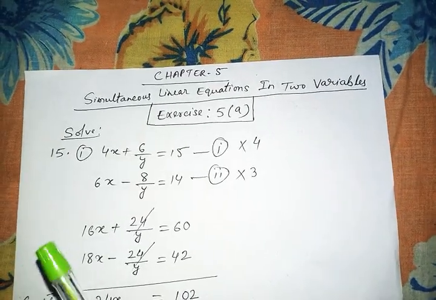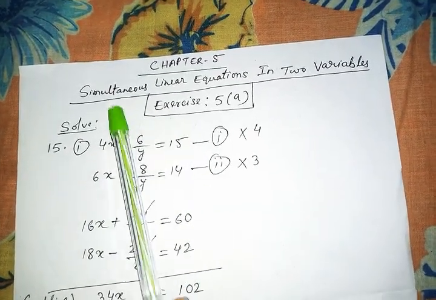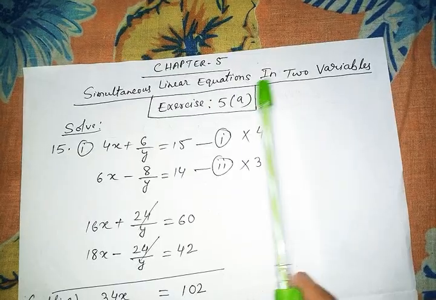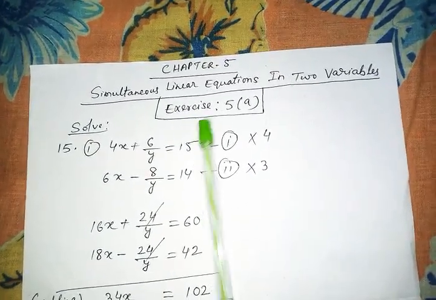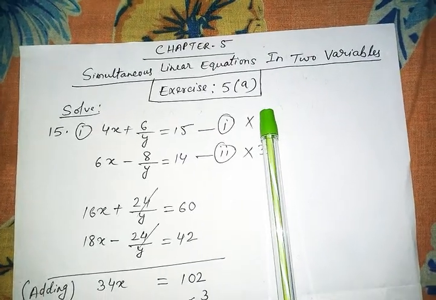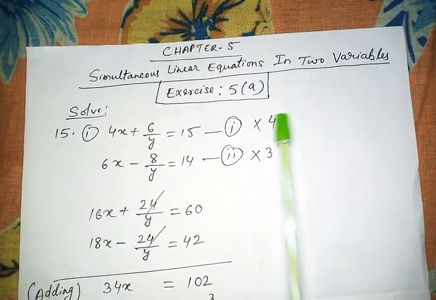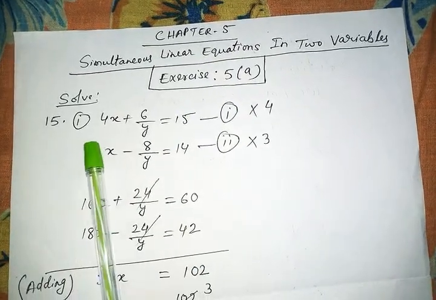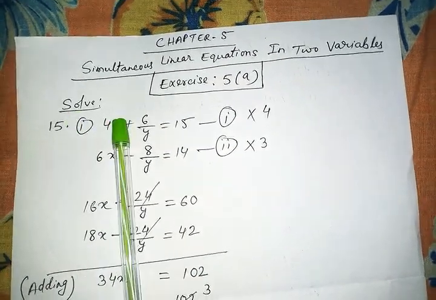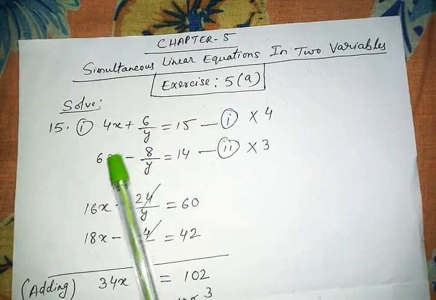Class 9 children, today we will start the revision of simultaneous linear equations in two variables. This chapter has two exercises, 5a and 5b. Today I will discuss 5a, and in the next video I will discuss exercise 5b. Let us begin. Here, solve means to find the value of the unknown variable.